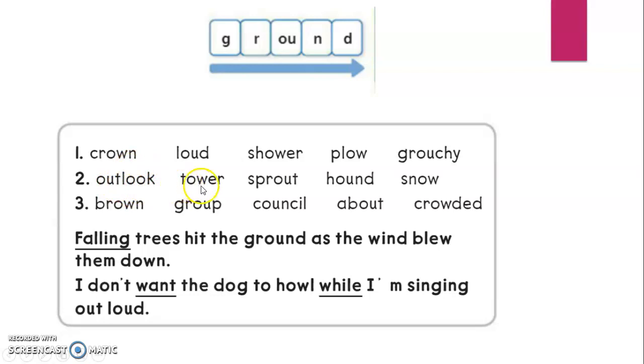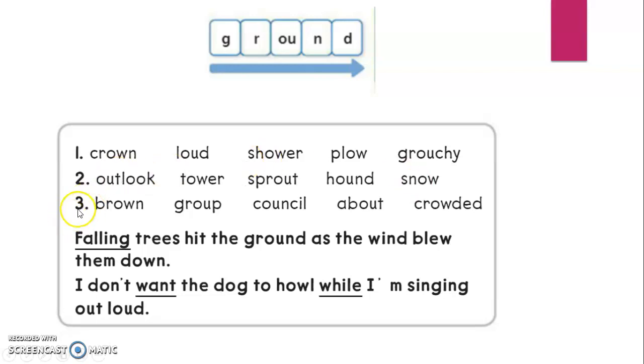Let's try this one. Tower. Tower. Sprout. Hound. Snow. There's one of those words where O-W says O instead of ow. That is there so we can talk about how there are some exceptions. Let's read this the fast way. Outlook, tower, sprout, hound, snow. Again, if it was challenging, pause the video and try this row again.